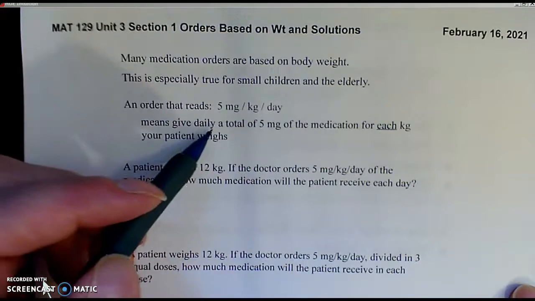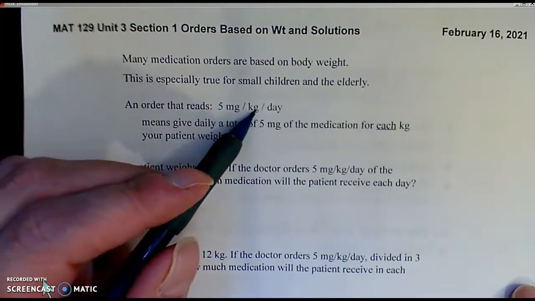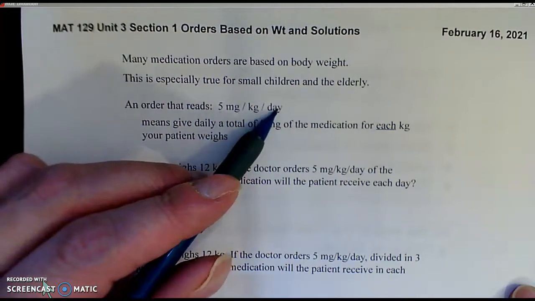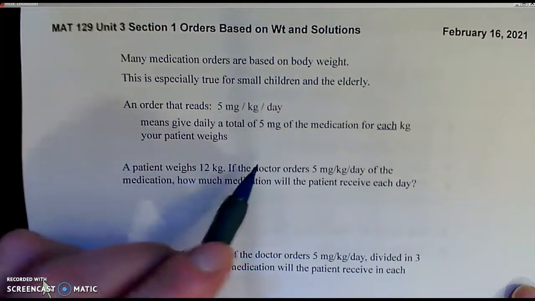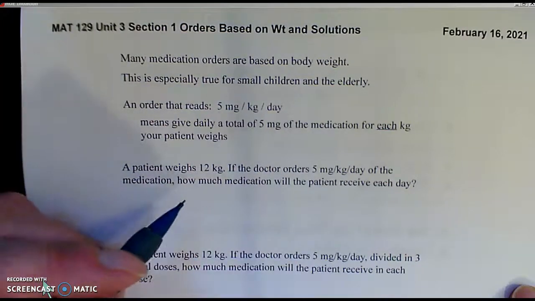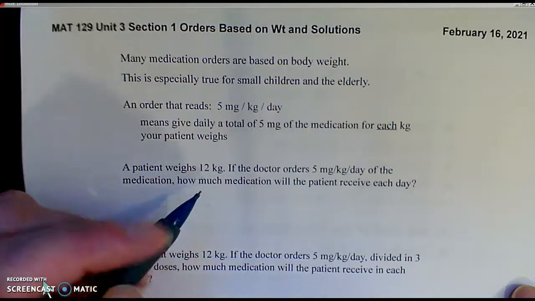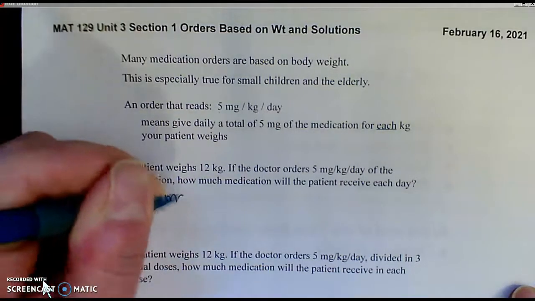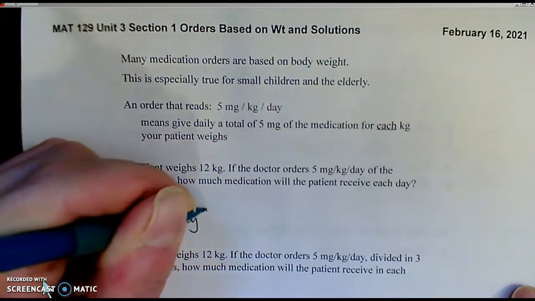This means that we need to give the patient a total of 5 milligrams for each kilogram of the patient's body weight per day. So, if a patient weighs 12 kilograms and the doctor orders 5 milligrams per kilogram per day, how much medication will the patient receive each day? So what we'll do is we'll write it as 5 milligrams, we'll put that in the top, and we'll put the kilograms and the day at the bottom.